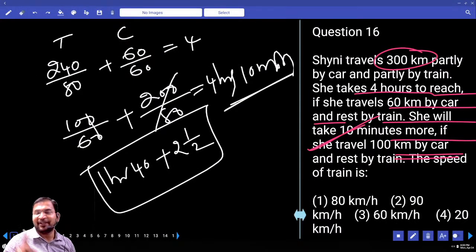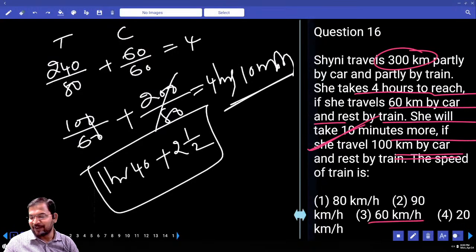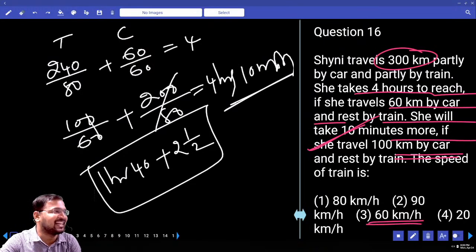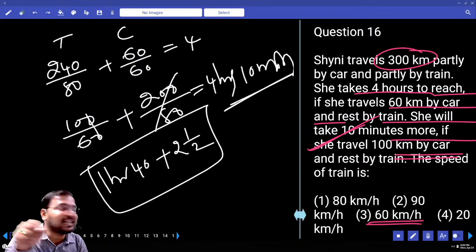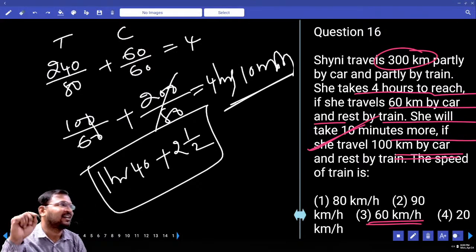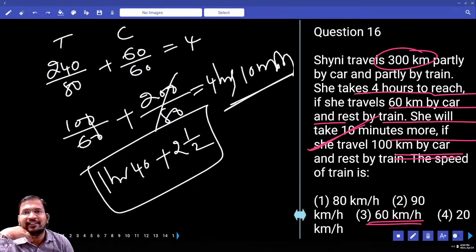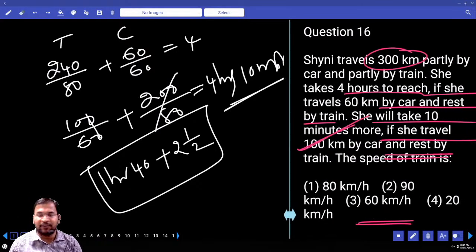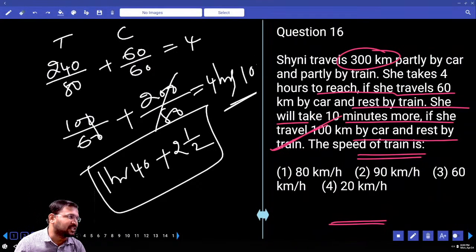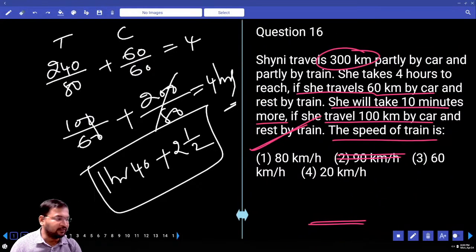Sir, why are you taking only 80? 60 is also a multiple of 240, sir. But what is the total time? 4 hours. Time is very less, so speed must be very high. That is the reason you have to start with a higher speed, because time is less. Are you clear? If you travel with more speed, then only it is possible in less time. Shall I go for the next question?